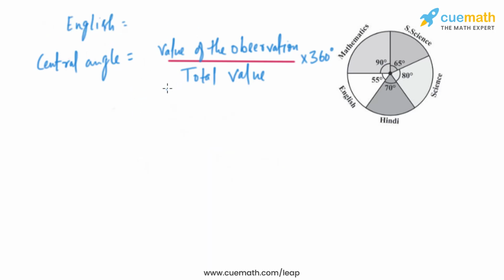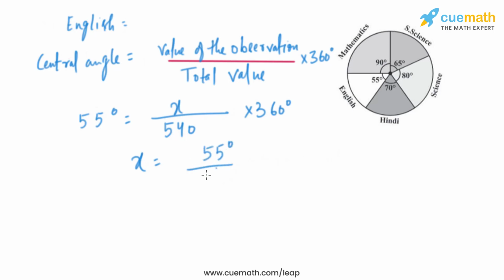Now let's have a look into English. So we know that the central angle is 55 degree. The marks obtained in English, let us consider that as x divided by the total marks, which is 540, and multiplied by 360 degree. So from here we will get the marks obtained in English, that is 55 degree divided by 360 degree multiplied by 540, and on solving this we will get the marks obtained in English, that is 82.5.